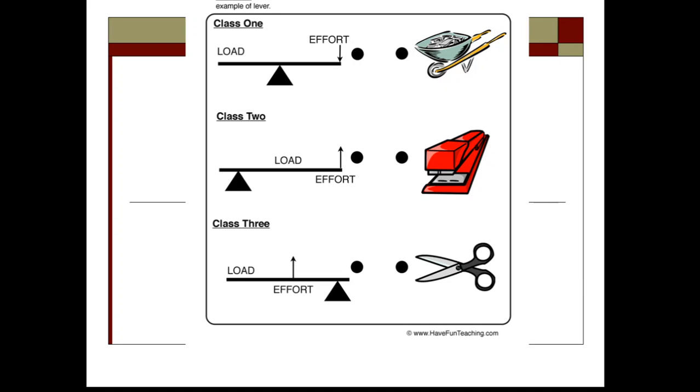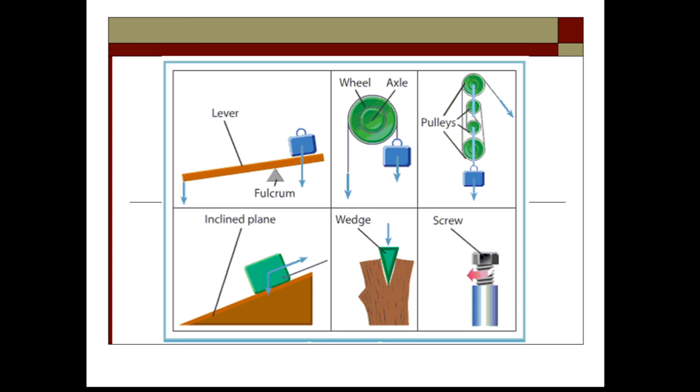Okay. Class 2 is where the effort and the load are on the same side of the fulcrum. That would be like a stapler. All right, so class 3 is where you have the fulcrum and the load and the effort on the other side. And that'd be like scissors. Those are just a few examples. There are probably more examples in the book, so you want to take a look at those.